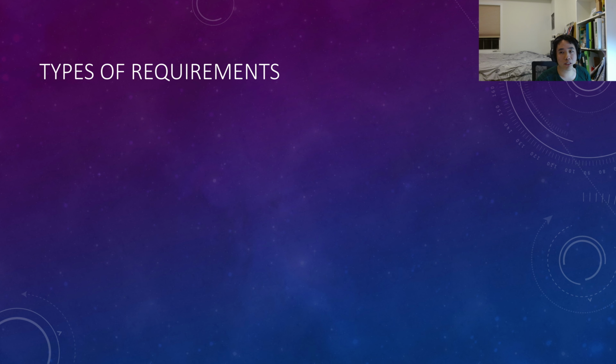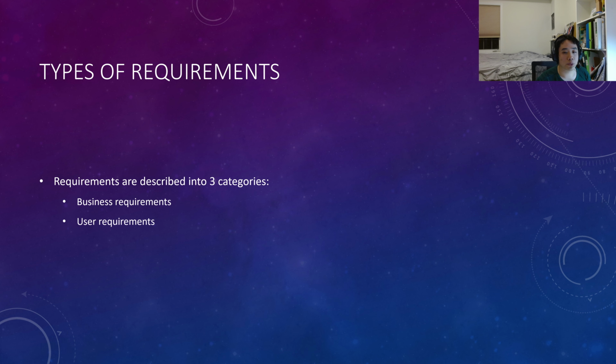Okay, so there are different types of requirements. Okay, so you can actually put requirements into three categories. You can have business requirements, user requirements, and software requirements.